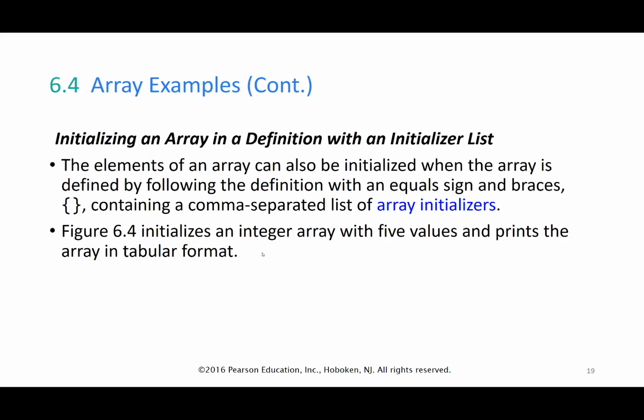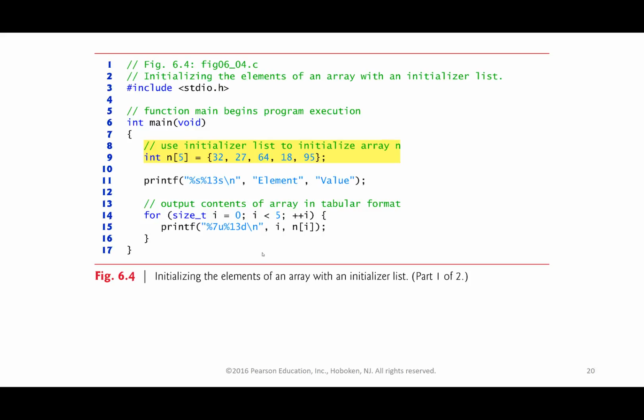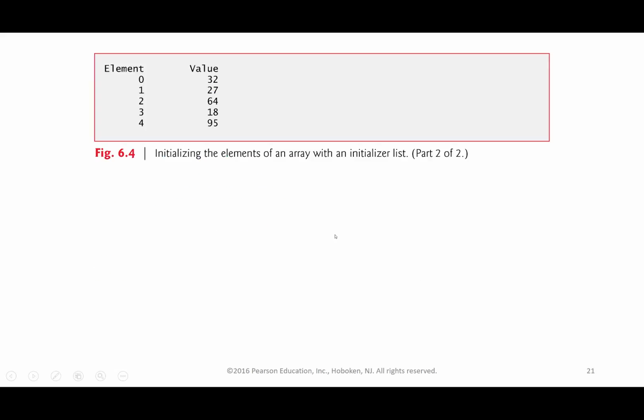Again, we can also initialize the array when we declare it. Now we're using the braces. We're saying int n[5], there are 5 variables in there. We're going to say n[0] is 32 and n[1] is 27, and we're declaring each of the 5 variables within the array at that point.